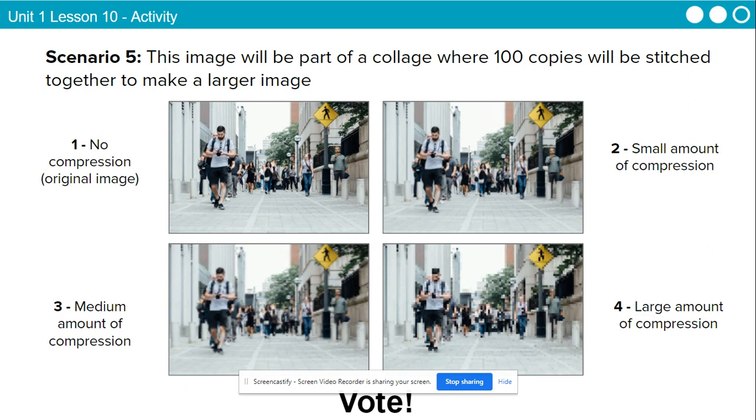Honestly, I'd say 4, because it's going to be a tiny image that you're not really going to see anyway. Because when you do this, it's like, what are you looking at? What are you trying to get people to see? The bigger picture made out of the tiny one. Okay, 4. All right, I like this.